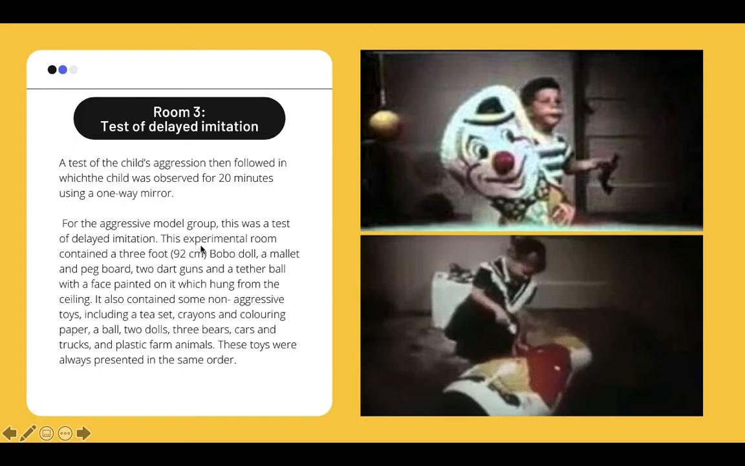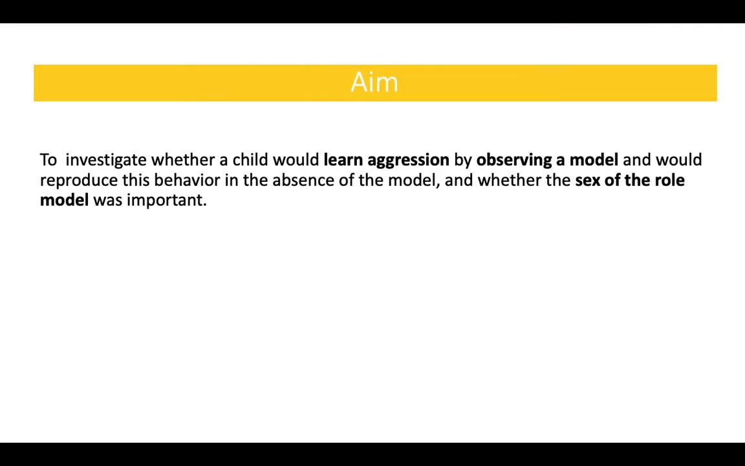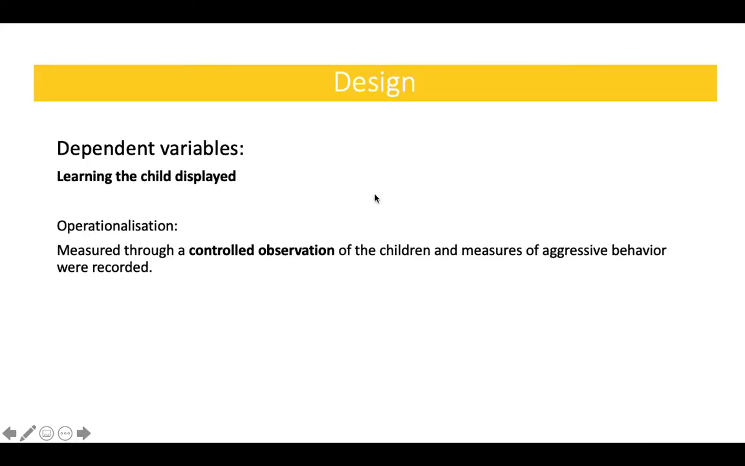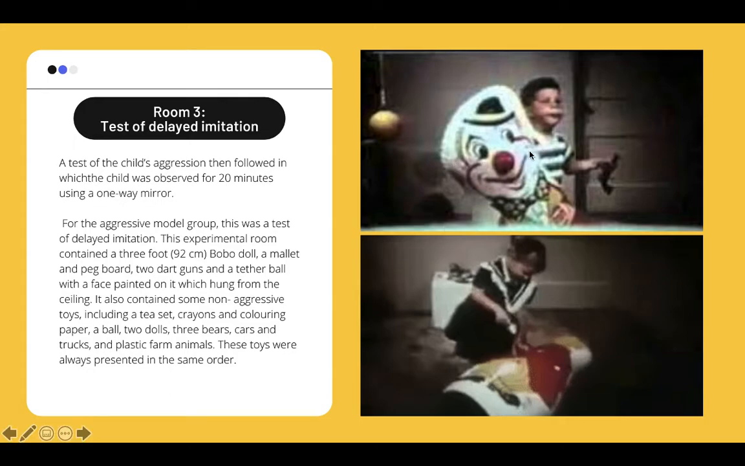For the aggressive model group, this was a test of delayed imitation. Do you remember the aim just now? It says whether they would reproduce this behavior that they have observed and learned in the absence of the model. So in this room, we want to see if they will imitate the behavior that they observe from the model in the absence of the model. So here in this room, there was no model. We want to see if they reproduce it without the presence of the model. Delayed imitation. So they don't imitate it at the time, so delayed.